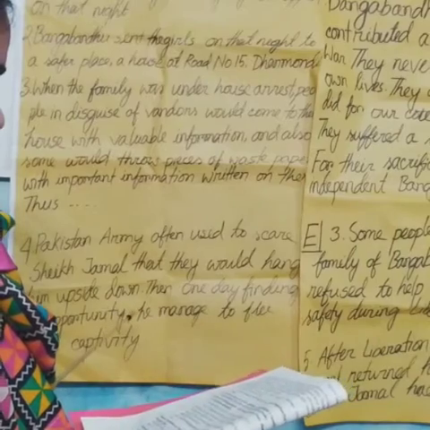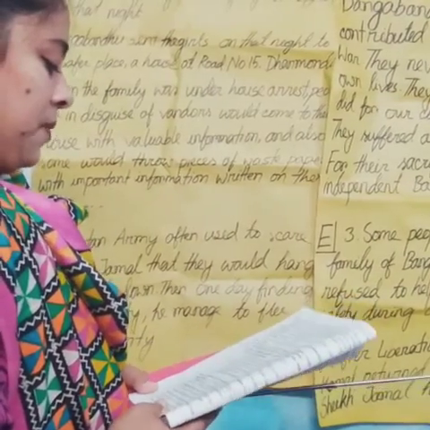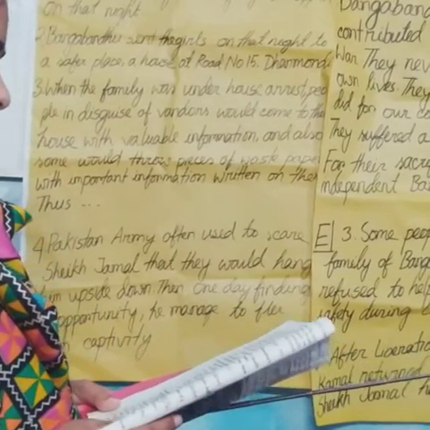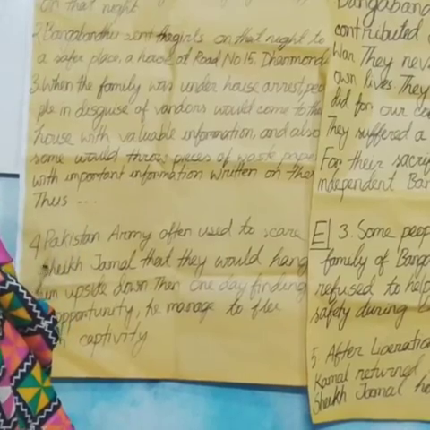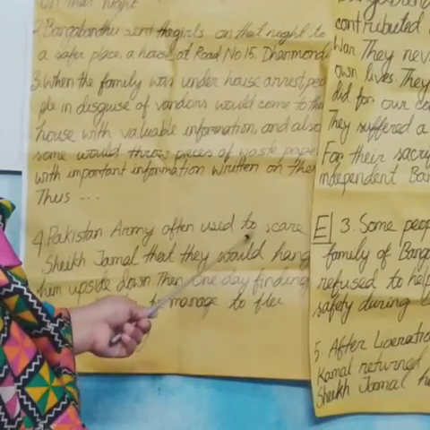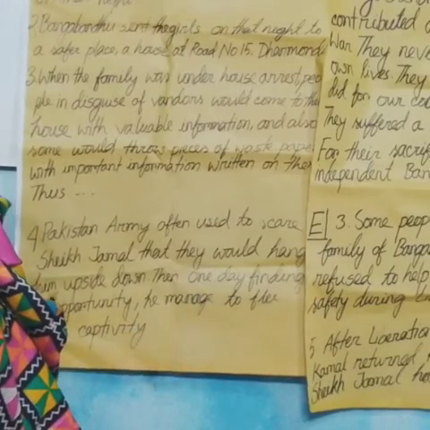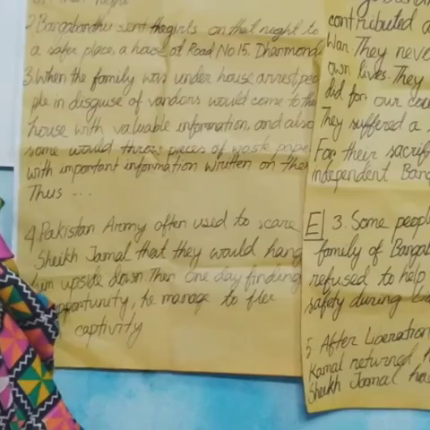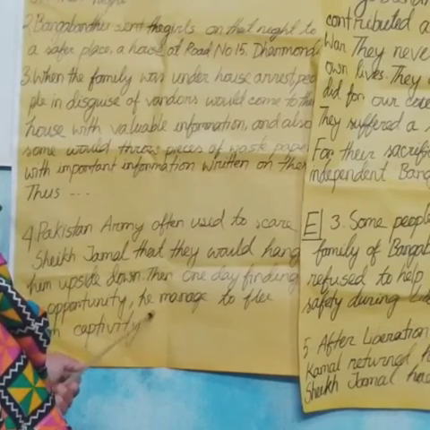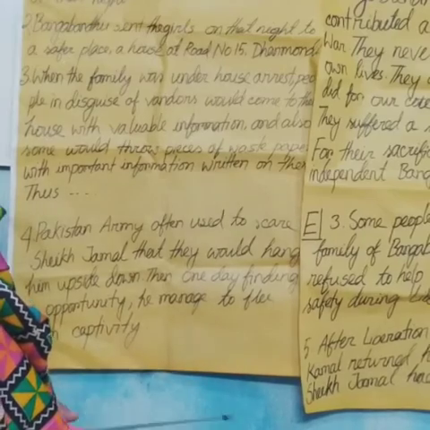Question 4. How did Pakistan Army scare Sheikh Jamal? And how did Sheikh Jamal manage to flee from captivity? Answer is, Pakistan Army often used to scare Sheikh Jamal that they would hang him upside down. Then, one day finding an opportunity in hospital, he managed to flee from captivity.